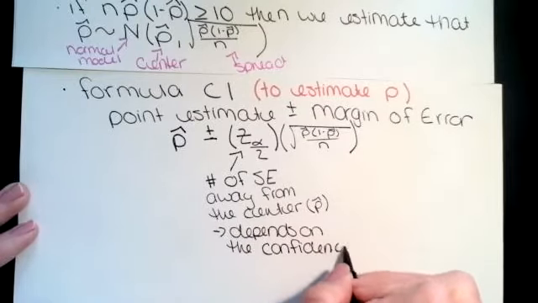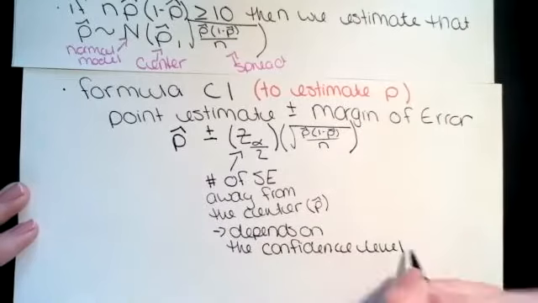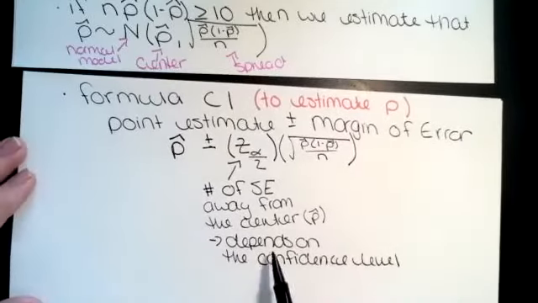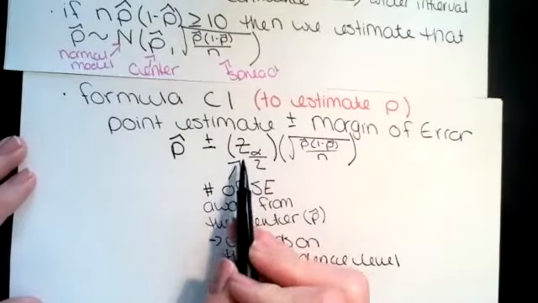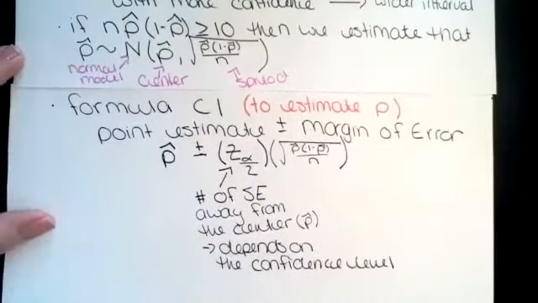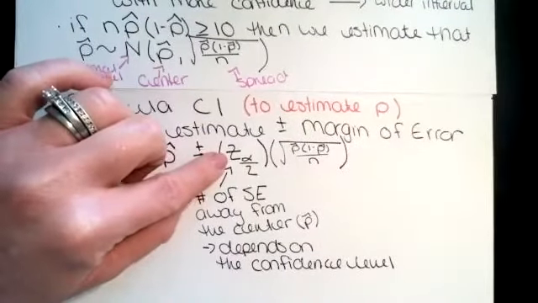So this is where that confidence level comes into play. If you're 90% confident, 99, 95, whatever it is, it could be something random like 92. It doesn't have to be one of the 3 most common. And that's going to tell me how far I am from the center. How many standard errors? Z, remember, that standardizes.